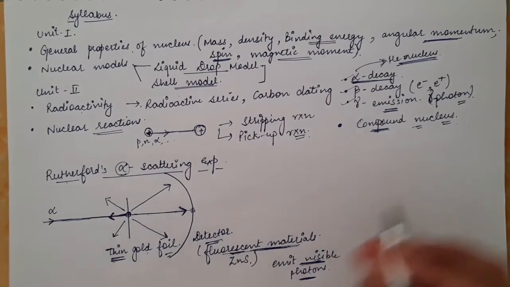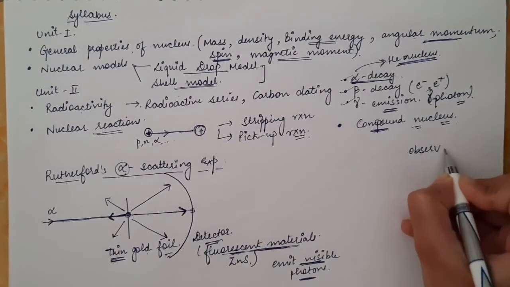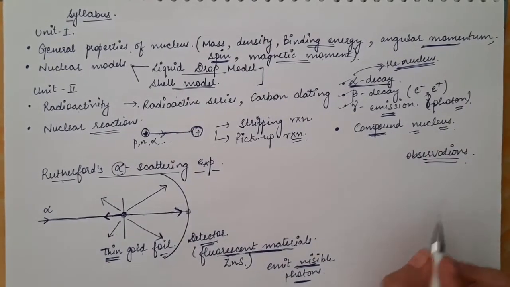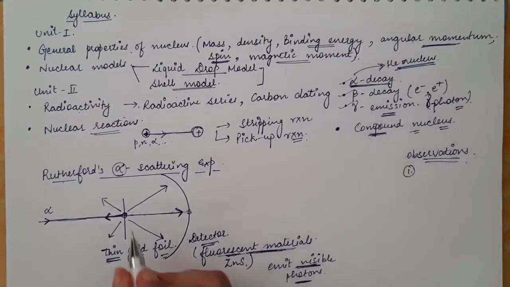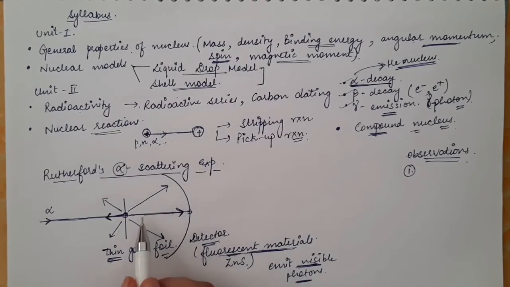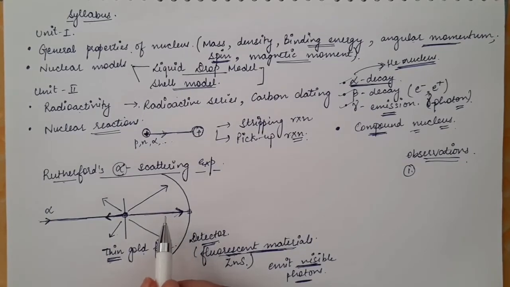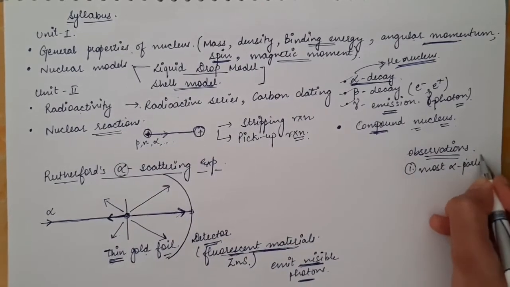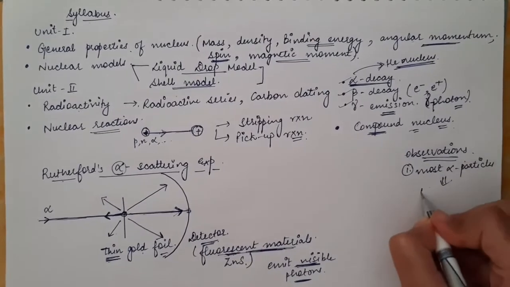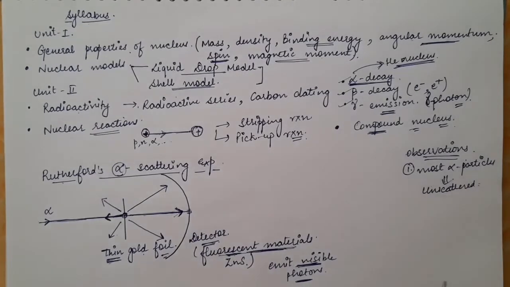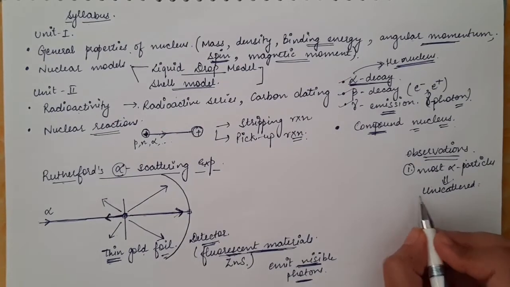So what were the observations that were made in this experiment? The first observation was that most of the alpha particles were undeviated, that is, they passed undeviated, they were not at all scattered. So most of the alpha particles went unscattered. This was the first observation.